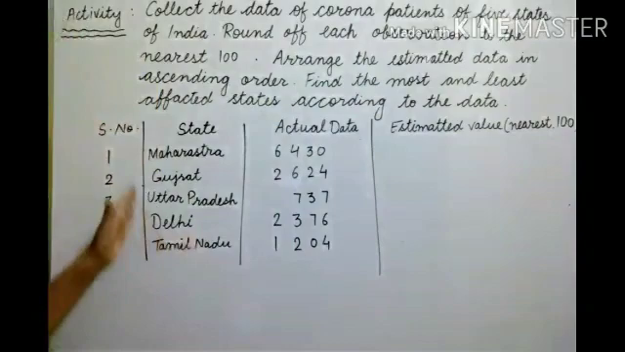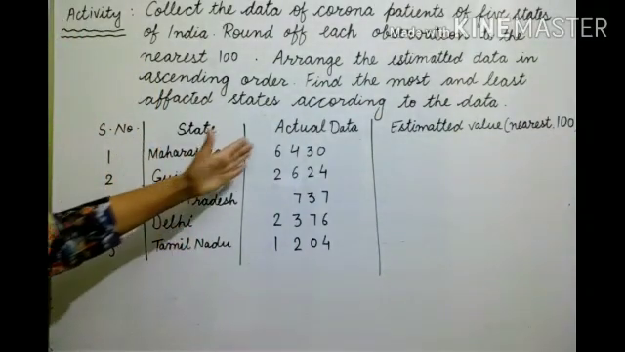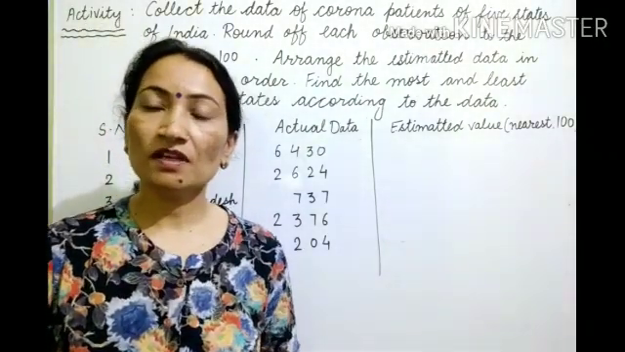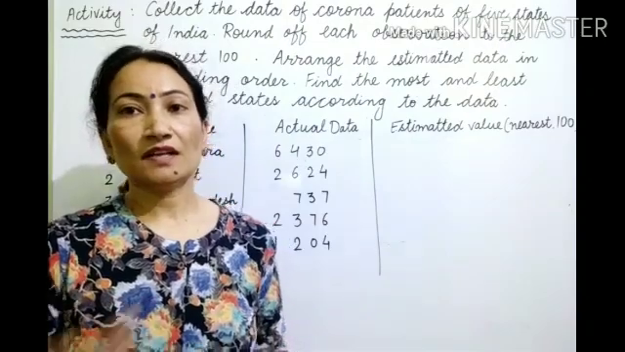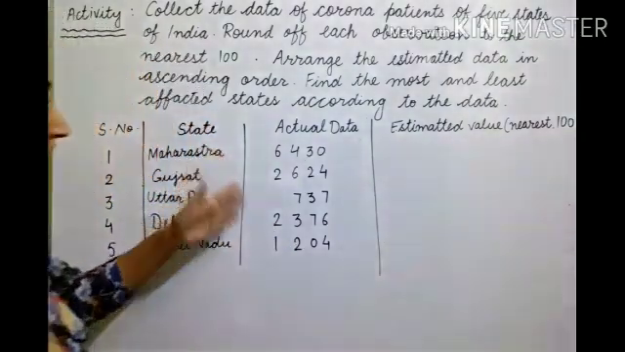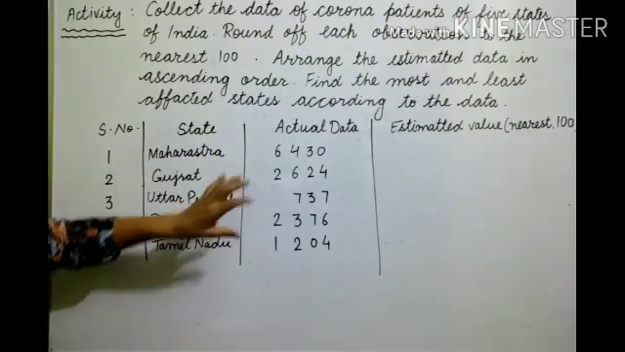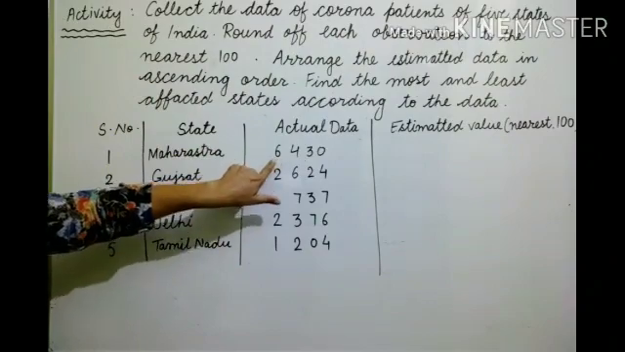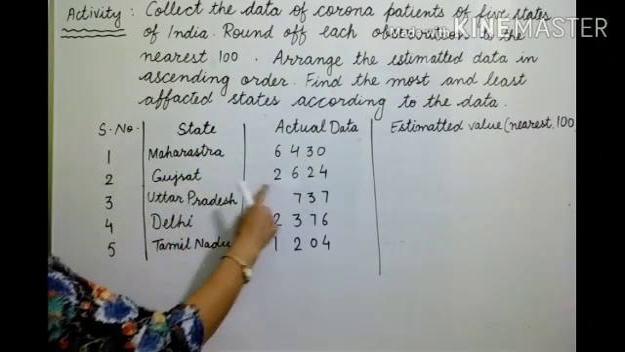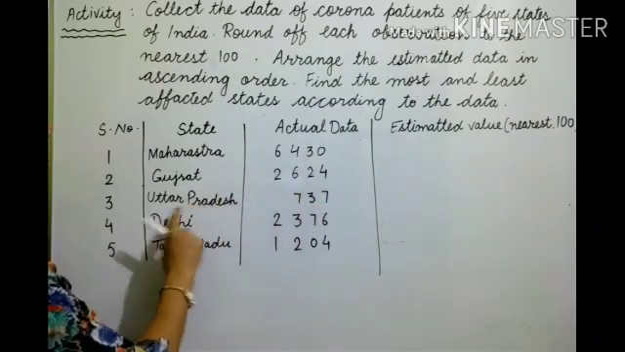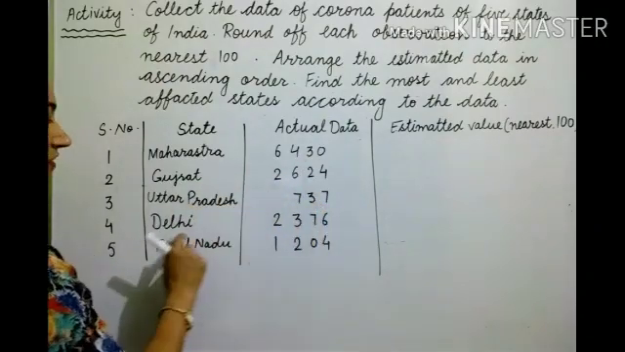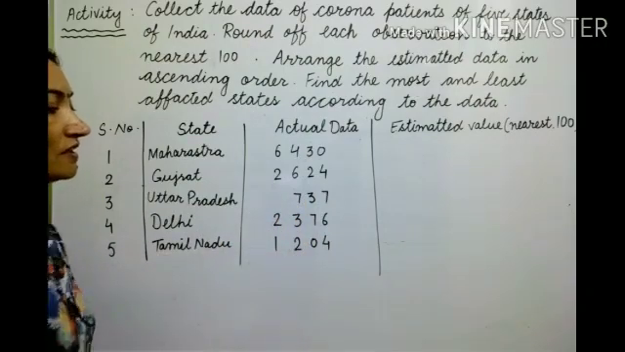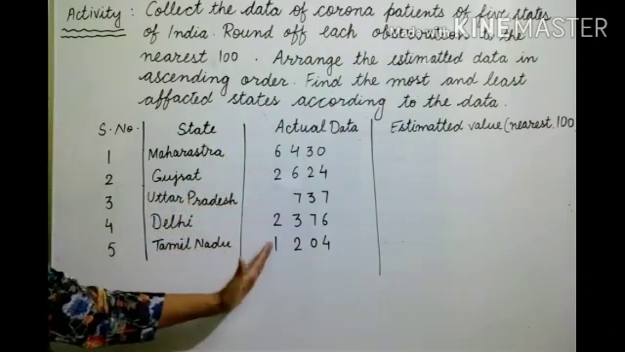I have taken 5 states. I have collected data from the net. You can collect data from newspaper, from TV and from the net. You will collect data while performing your activity by taking different states other than me. I have taken Maharashtra, which has actual patients till now 6,430, Gujarat 2,624, Uttar Pradesh 737, Delhi 2,376, Tamil Nadu 1,204. So we have collected data.